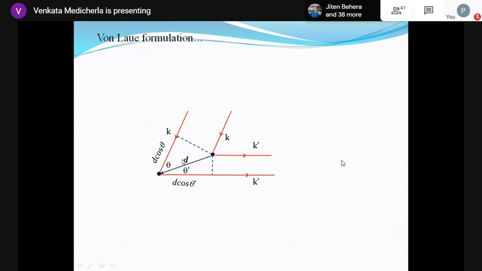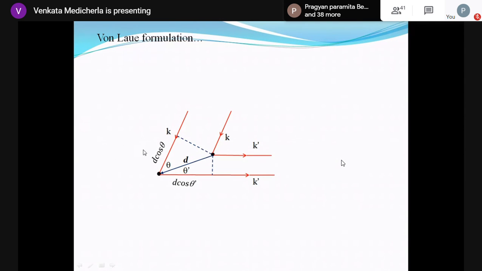As I thought that people are not much interested in doing math, I removed all those things. d cos theta will be this line, and this side will be d cos theta prime. So the total path difference is d cos theta plus d cos theta prime. Now, I want to write it in a little bit of vector form for convenience.